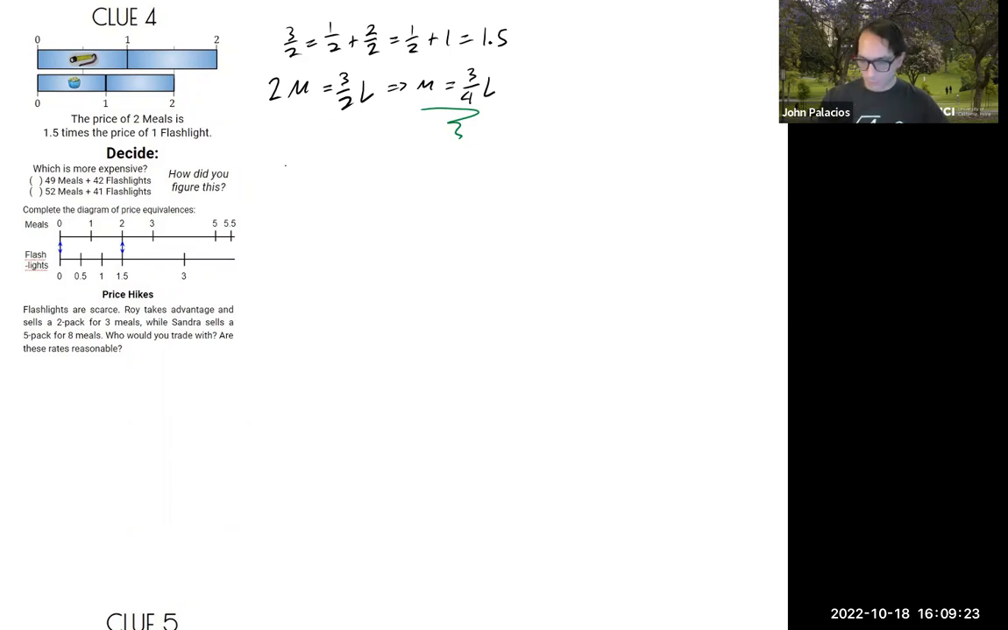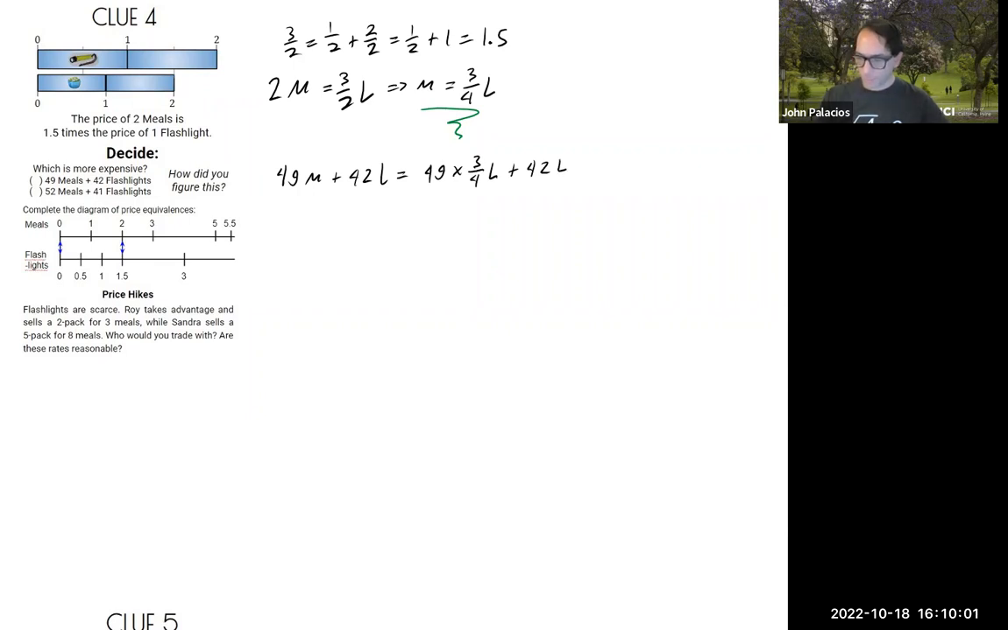So we have 49 meals plus 42 flashlights. Well, we want to figure out this price in terms of price of flashlights or price of meals. Let's go with price of flashlights. Whoops, decided I wanted L for flashlights. That was a terrible choice on my part. So we have 49 times 3/4 L plus 42 L.